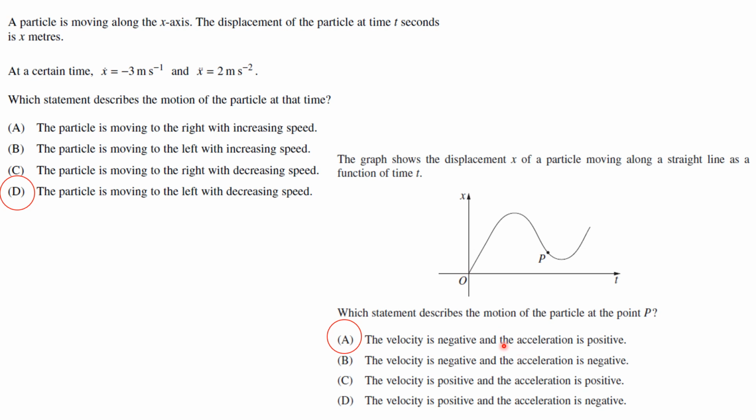Now, these questions are almost identical. In both cases, the velocity is negative, so the particle's moving to the left. In both cases, the acceleration is positive, so they're opposite signs. So in this case, we're asked about the acceleration, which is positive. Here we're asked about the speed and whether the acceleration has the same sign as the velocity or opposite signs. Hope that makes sense to you.